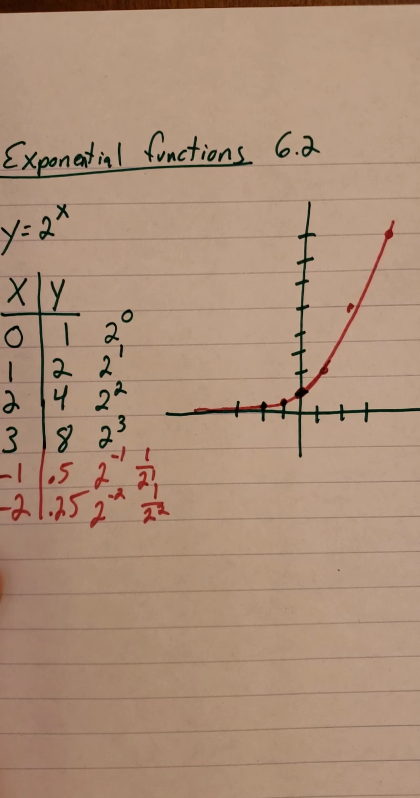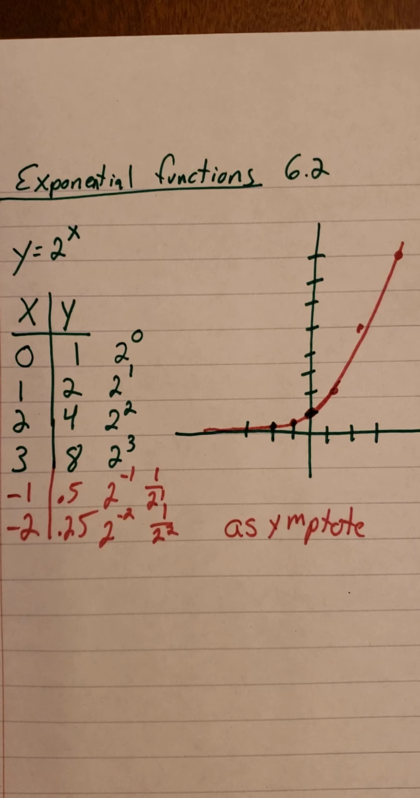You can keep playing and pick a couple different negative numbers to go here. It's going to get down to like 0.00002 or something like that, but still not going to hit 0. It never will. So what that does is it introduces a new concept.